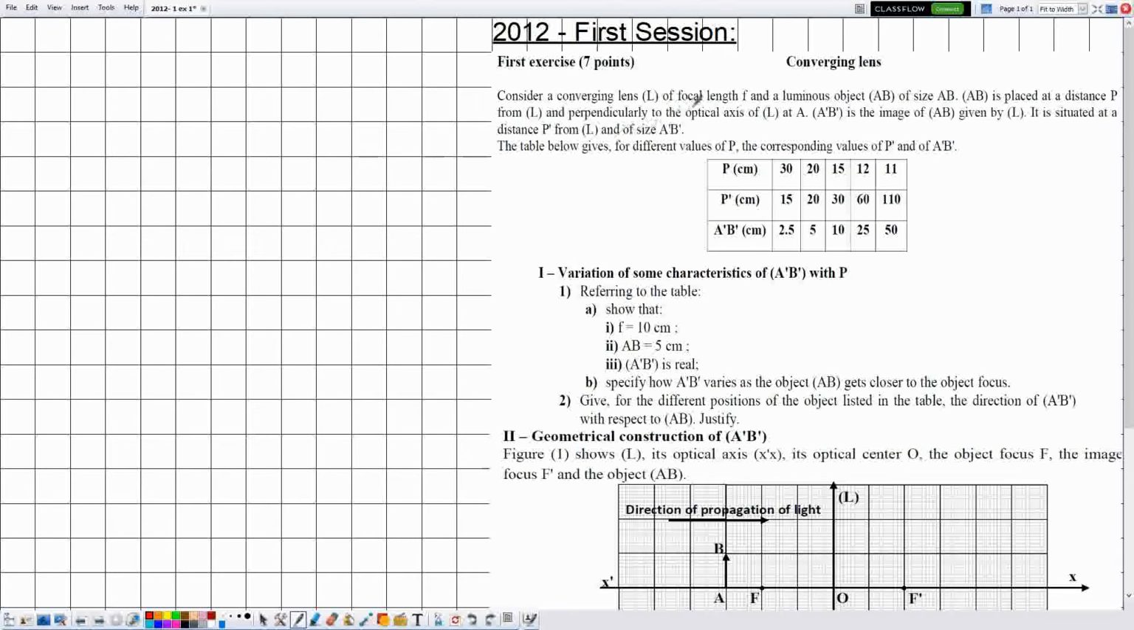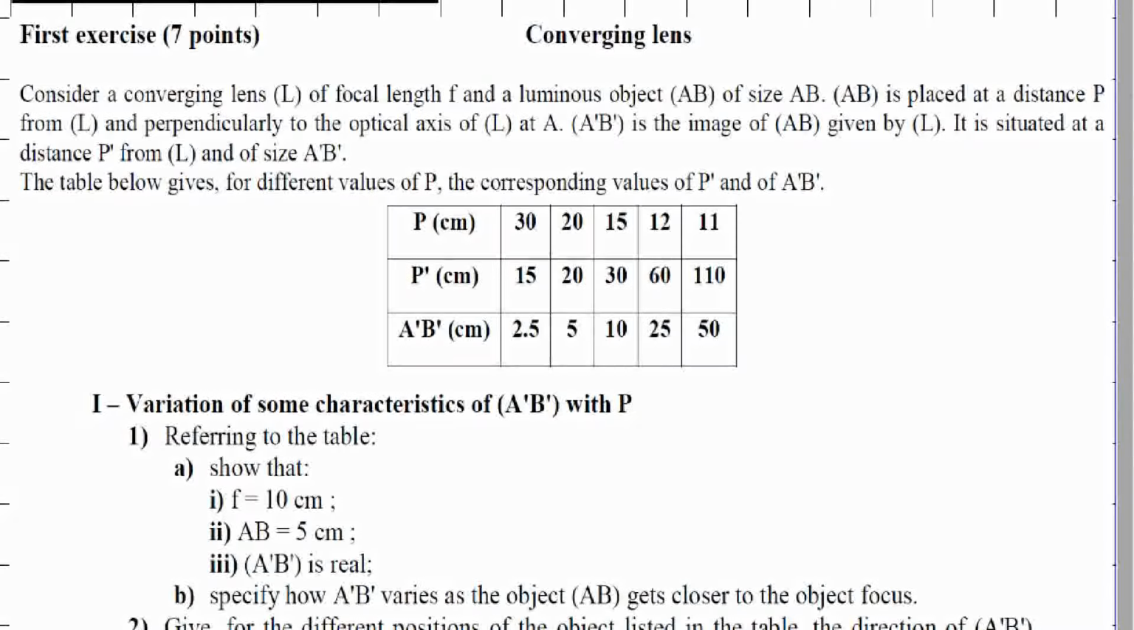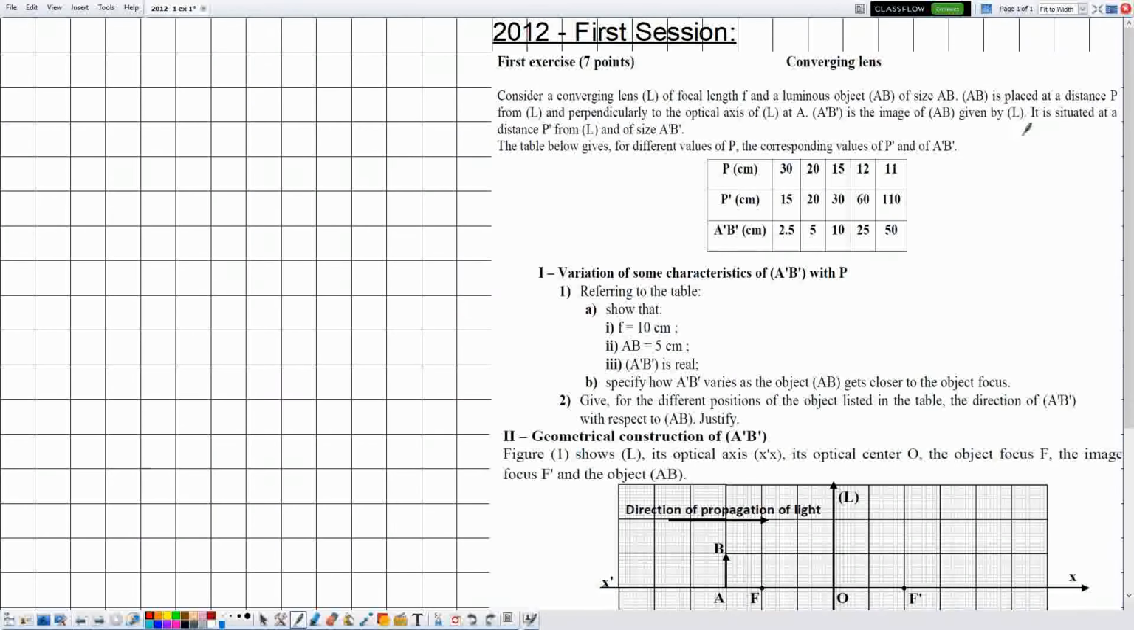Consider a converging lens L of focal length f and a luminous object AB of size AB. AB is placed at the distance p from L. Here the distance p represents the distance object lens, and perpendicularly to the optical axis of L, A prime B prime is the image of AB given by L, situated at the distance P prime from L and of size A prime B prime, and the distance P prime represents the distance lens image.